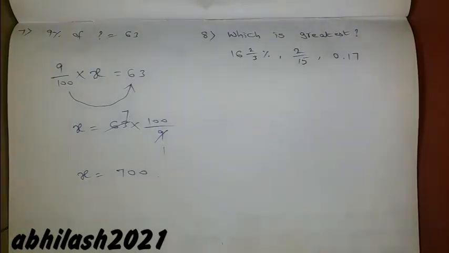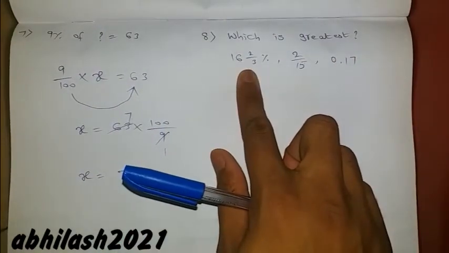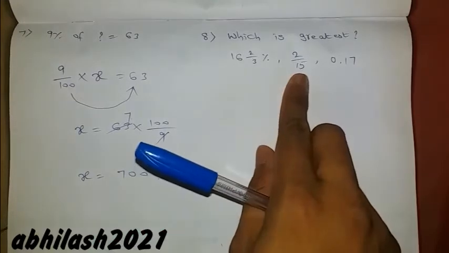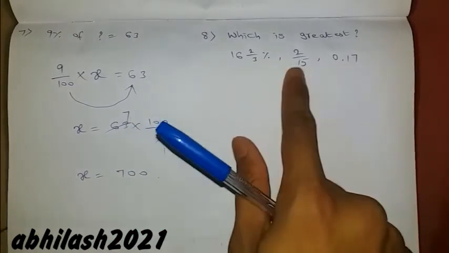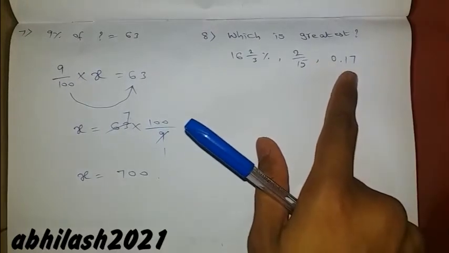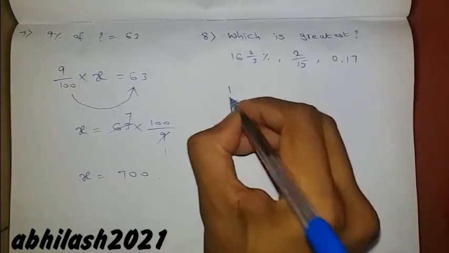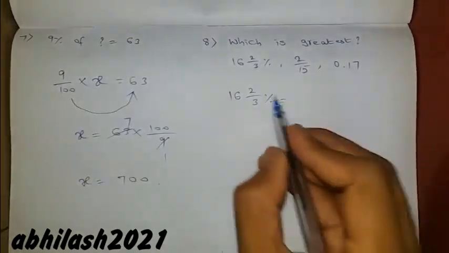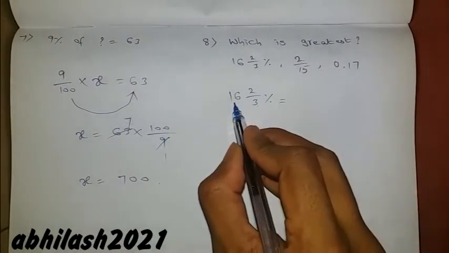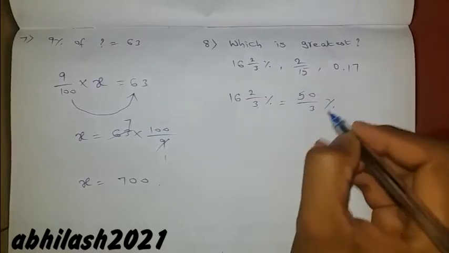Okay, let's move to the next question. Which is greatest? The first one is a percentage, the next one is a fraction, and the next one is a decimal. So we need to change everything into decimal, so it will be very easy for comparing. So first let us check this percentage. 16 2 by 3 percentage is given. 3 into 16 is 48, 48 plus 2 is 50 by 3 percentage.